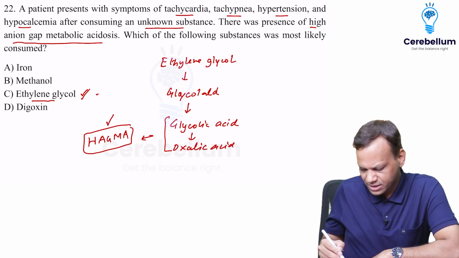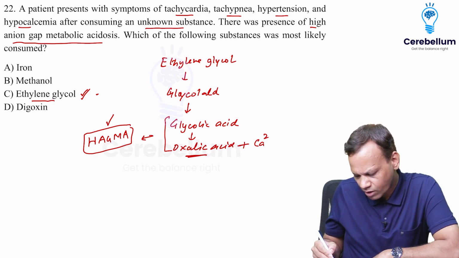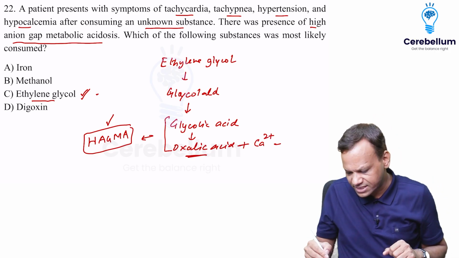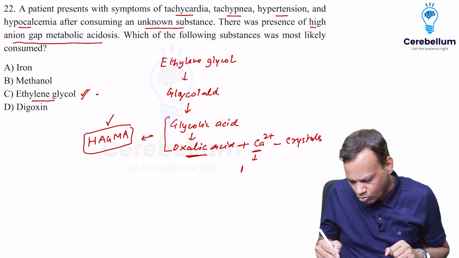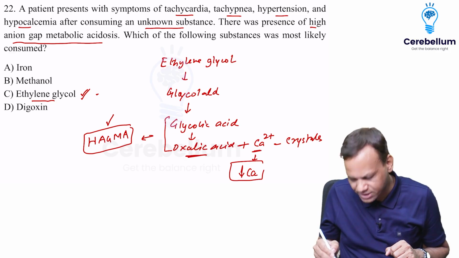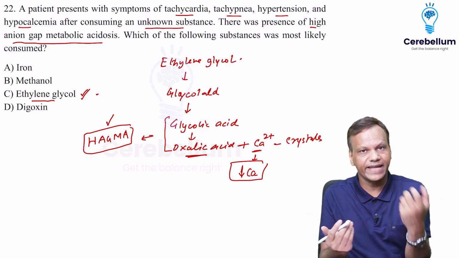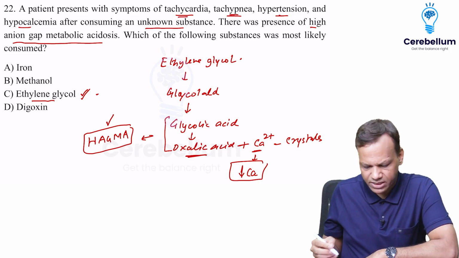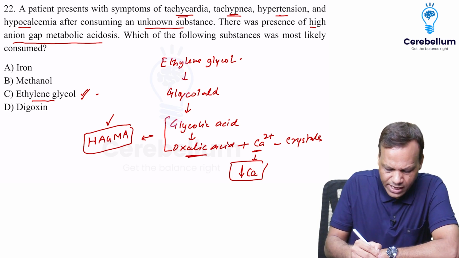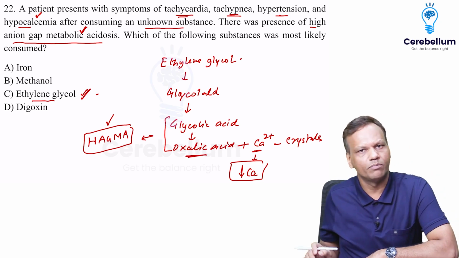So this is one thing which is given in the question. Number two, the oxalic acid forms a complex with calcium, so calcium oxalate crystals appear in the urine. Because it binds the calcium, that leads to hypocalcemia. And number three, it is an alcohol, so there will be symptoms of alcohol intake: tachycardia, tachypnea, hypertension. So what is pointing toward it? Metabolic acidosis, hypocalcemia and alcohol-like symptoms. So the answer is ethylene glycol poisoning.